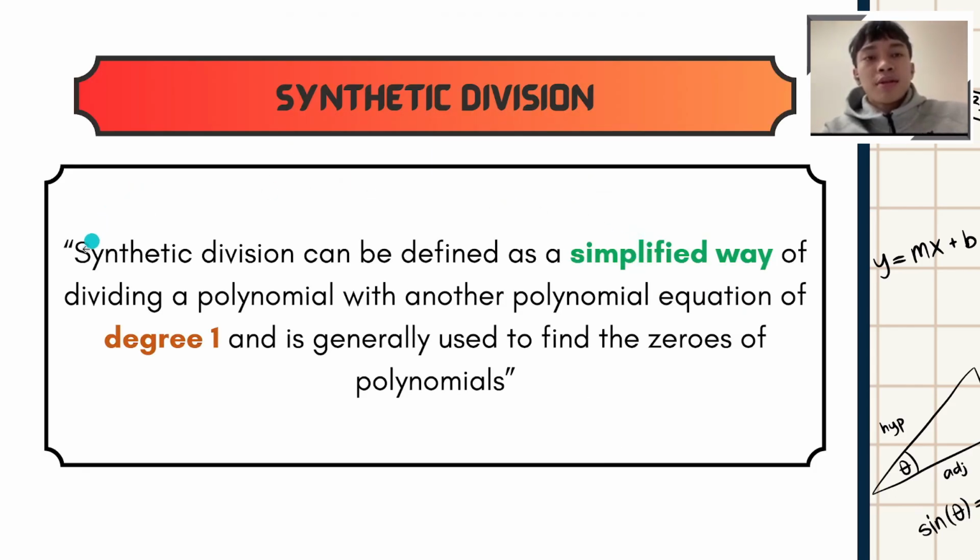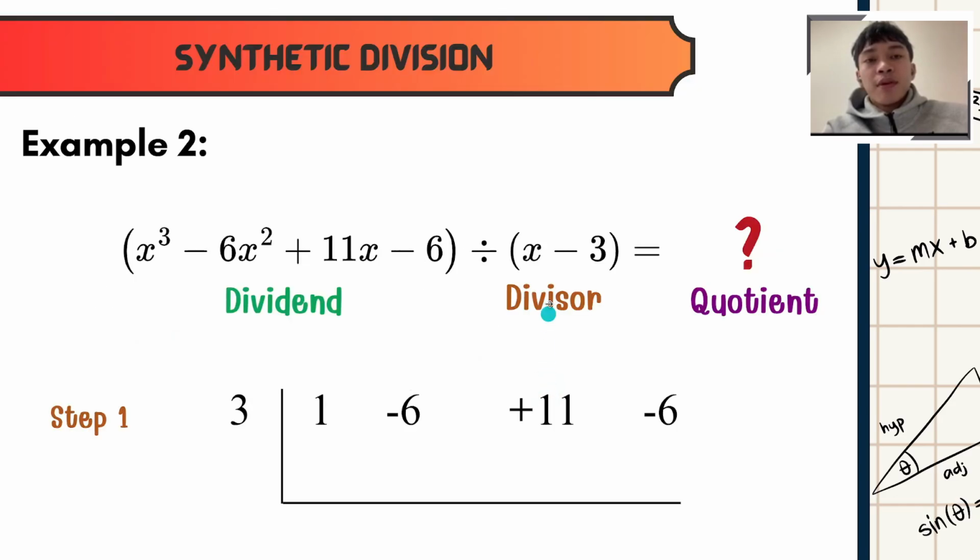So our next lesson is going to be synthetic division. Synthetic division can be defined as a simplified way of dividing a polynomial by another polynomial of degree 1, and is generally used to find the zeros of polynomials. Basically, we do synthetic division because this step is simpler and easier, and you can only do this with degree 1 polynomial divisors. So for example, the dividend is x cubed minus 6x squared plus 11x minus 6, divided by the divisor x minus 3.